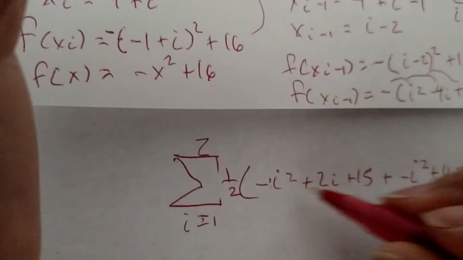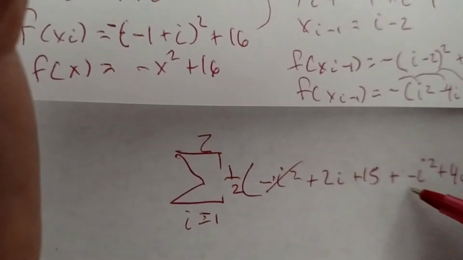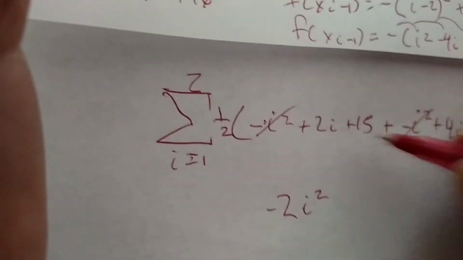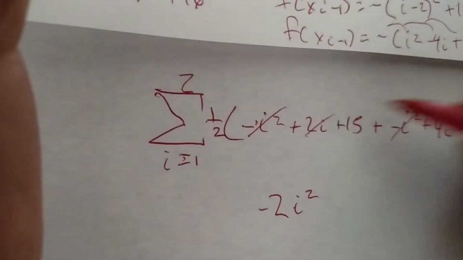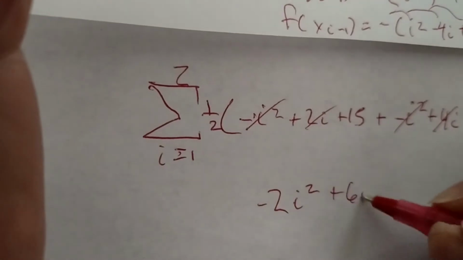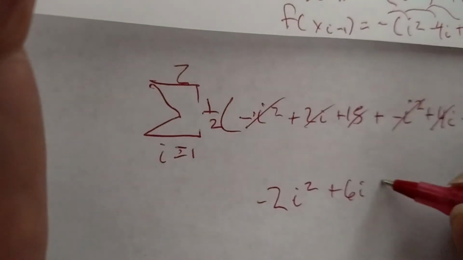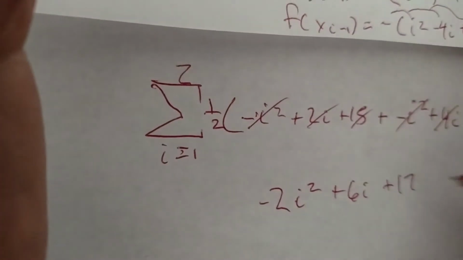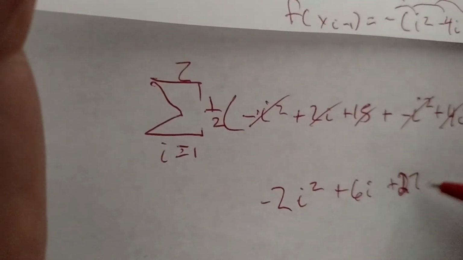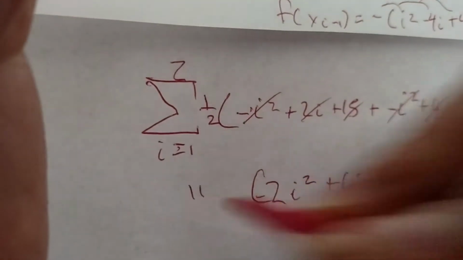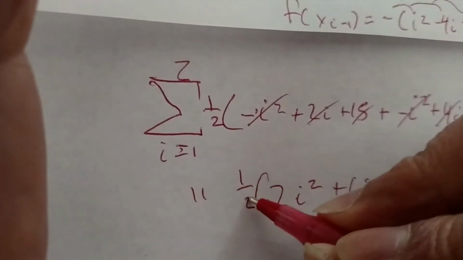So we're going to actually just combine all like terms. Negative I squared makes negative 2I squared. And then 2I and 4I makes 6I. 15 and 12 makes 17. No, 27. And I'm going to put a ditto because my phone's almost dead.